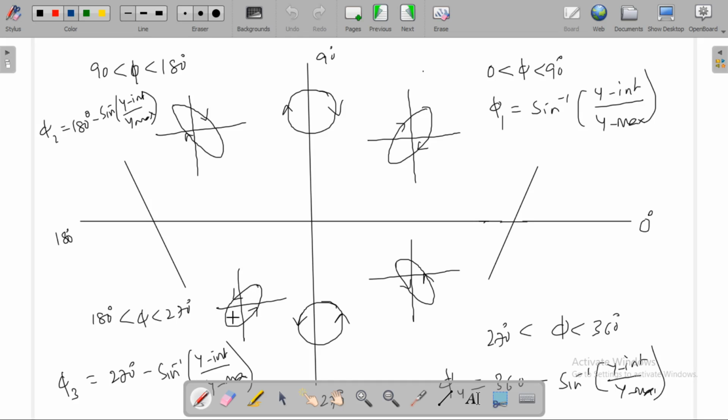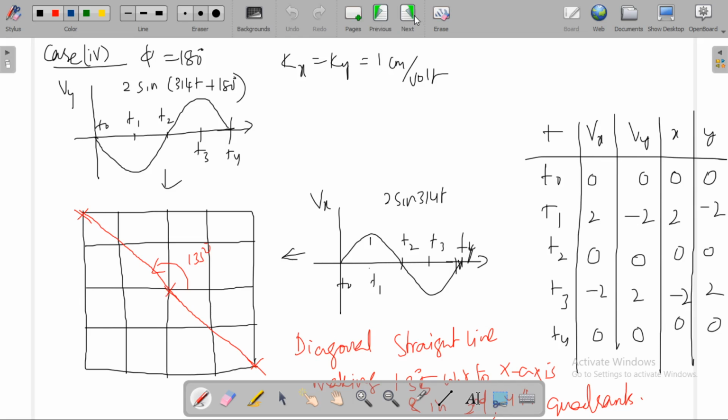Okay, some are in clockwise direction, some are in anti-clockwise direction. If this is in anti-clockwise direction, then you have to use this formula. Likewise you can measure the phase angle. For different phase angles, you're going to get different patterns observed on the screen. In the next class we'll discuss frequency measurement. Thank you.